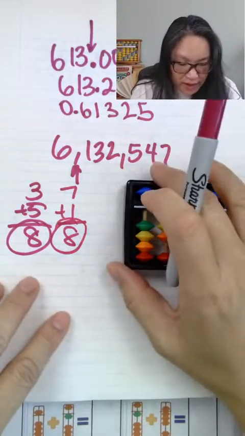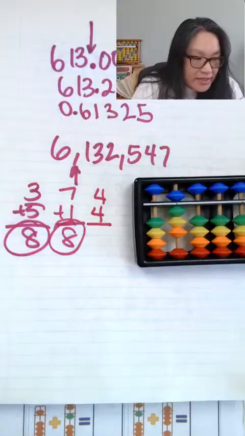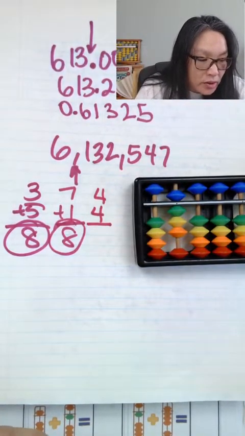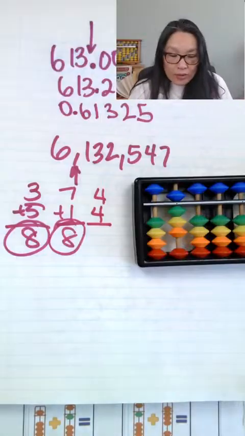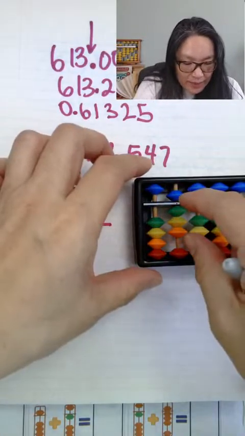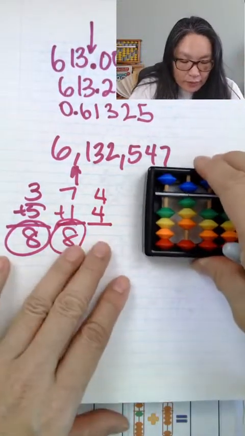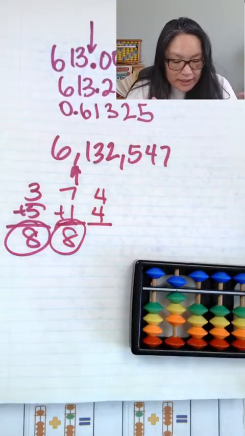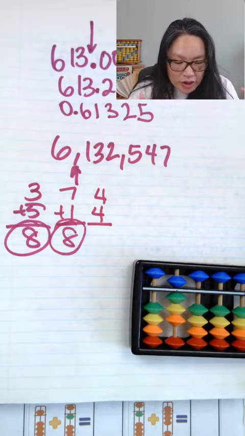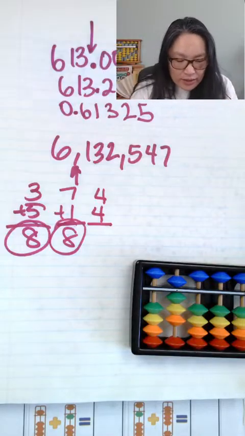Then the next question was 4 plus 4. Now this is where it gets a little hairy. On the abacus, we don't memorize our doubles. Why? Because it doesn't make sense. I don't know how old everybody is, but when I was a kid, I had to memorize our doubles. And then there were strategies like doubles plus 1 or doubles minus 1. I was like, yeah, okay, whatever.